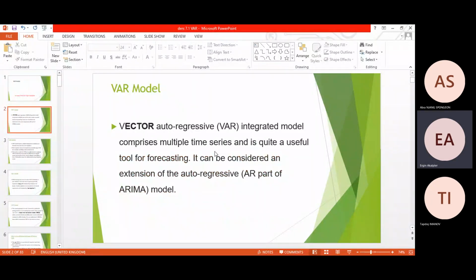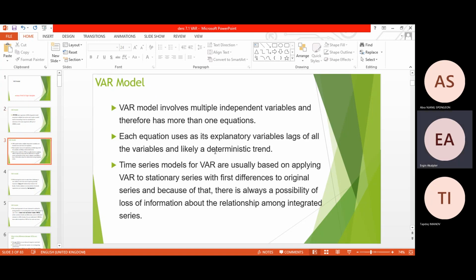research. The VAR model, which is the vector autoregressive model, comprises multiple time series and is quite a useful tool for forecasting. It can be considered an extension of the autoregressive model. The VAR model involves multiple variables and therefore has more than one equation. Each equation uses as its explanatory variables lags of all the variables and possibly a deterministic trend.